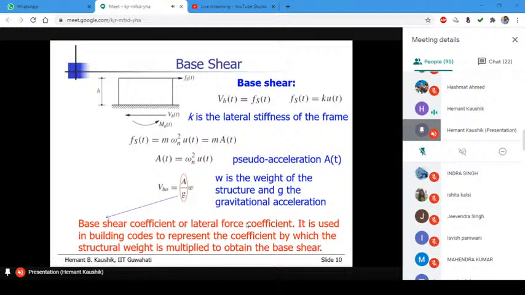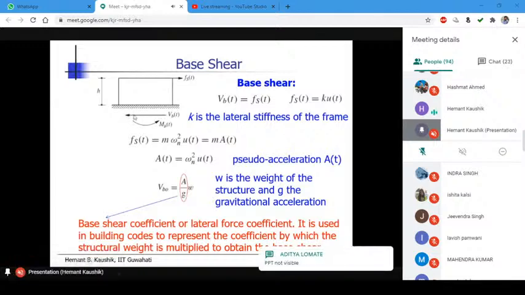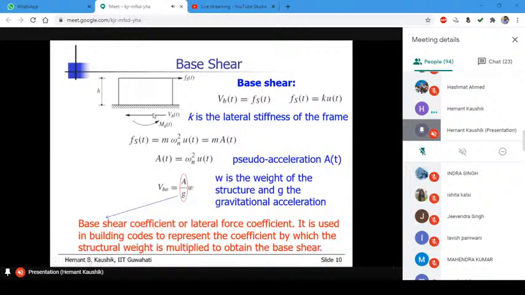If I consider a single degree of freedom system again, here is that system. The whole mass is lumped here, so it has only a single mass that can vibrate in only one way. That is why it is called a single degree of freedom system. I hope you remember what base shear is. The base shear for this system is V_B(t), and I put t here to indicate just an instant of time.